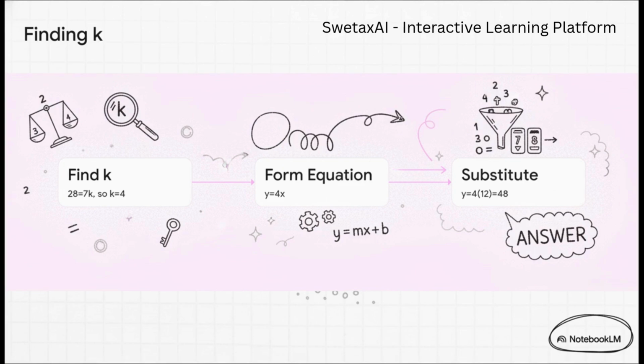Step 2. Form the equation. We just replace that generic k with our newly found key, giving us y equals 4x. And step 3, substitute. Now we simply plug in our new x value of 12. y equals 4 times 12, which gives us 48. See? Beautiful, logical, and super straightforward.